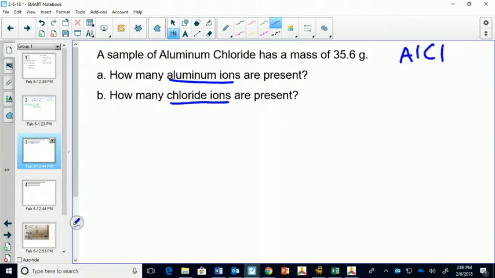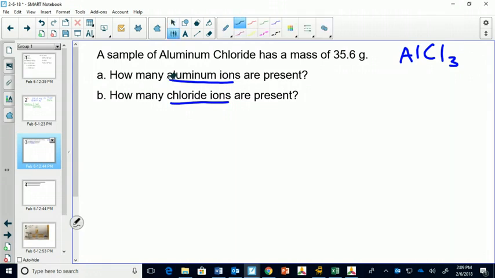Aluminum and chlorine, is that balanced? Aluminum is a what charge? 3 plus. And chlorine is what charge? 1 minus. Good. A lot of different answers. So is this balanced? No, I've got to put a 3 there, right? Okay.